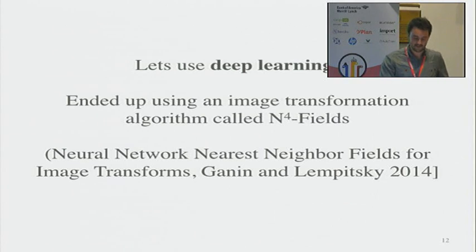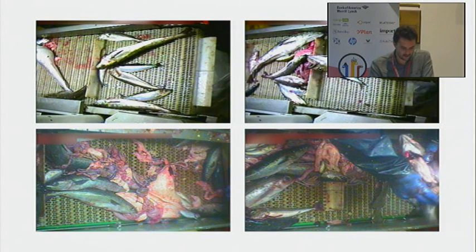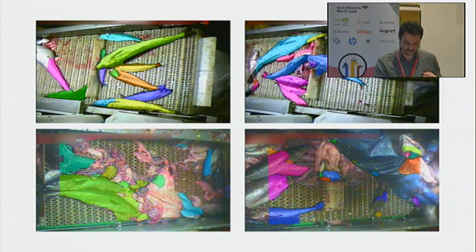How? Let's use deep learning, like everyone else is for imaging these days. We ended up using an algorithm called N4 Fields. Can provide references to anyone who's interested. Using Python, using Theano and Lasagna. And so we start off with these images here. First, we separate out the foreground with the first pass. And the second pass, we detect edges to separate them into individuals. And the nice thing, that's all done automatically.